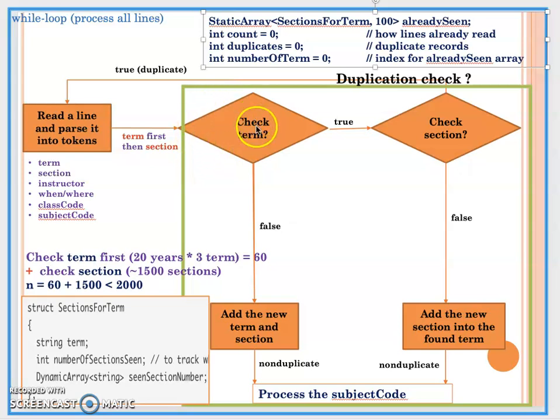So if the turn exists, then we need to continue to check if the section exists. If the section exists, that's a duplicate. So then we continue and go back to the while loop at the beginning. Otherwise, if the turn does not exist, we need to add a new turn and the section.